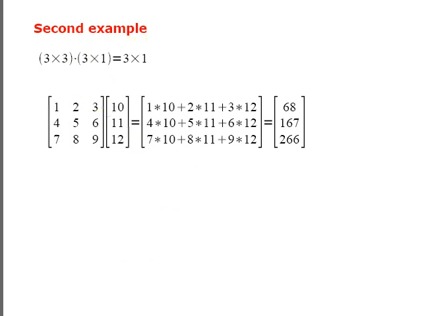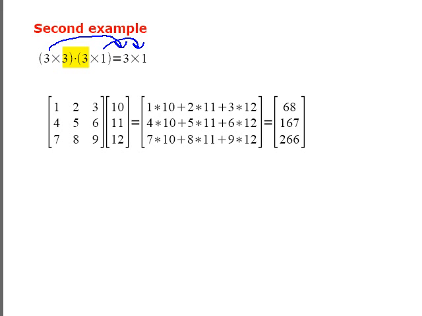Now we're going to move up in complexity by saying that the first matrix has 3 rows instead of just 1. So we're taking a 3 by 3 times a 1 by 3. The number of columns in the first matrix equals the number of rows in the second matrix, so we can go ahead and do the problem. And the result will be a matrix that has 3 rows and 1 column.